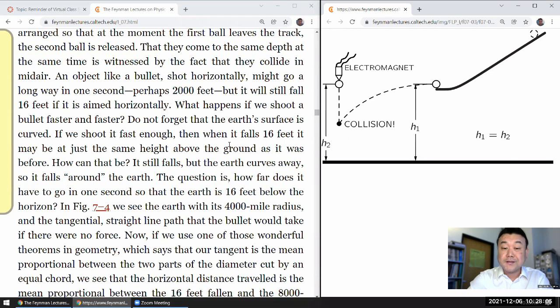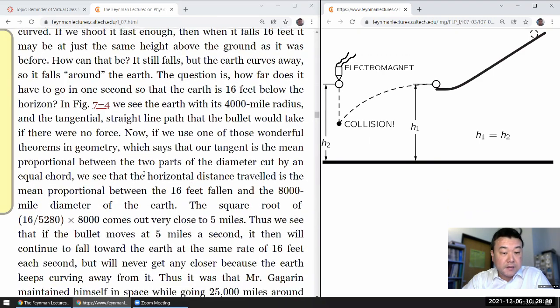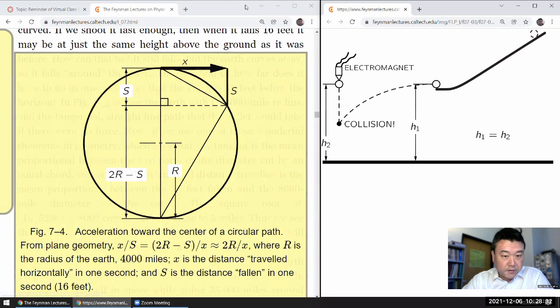If we shoot it fast enough, then when it falls 16 feet, it may be at just the same height above the ground as it was before. How can that be? It still falls, but the Earth curves away, so it falls around the Earth. The question is, how far does it have to go in 1 second so that the Earth is 16 feet below the horizon? In figure 7-4, I think that's another figure, yeah.